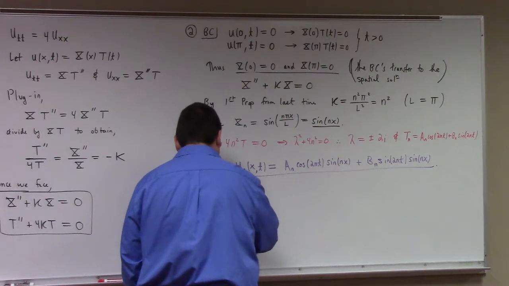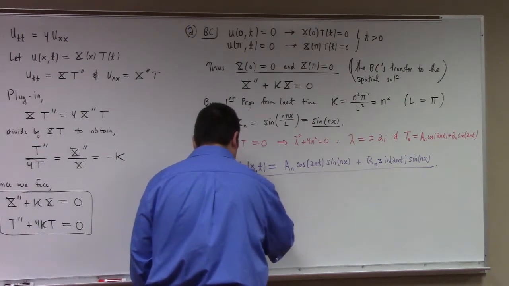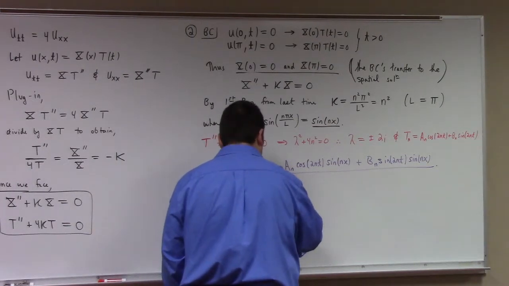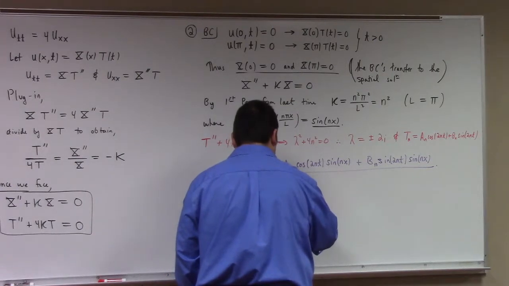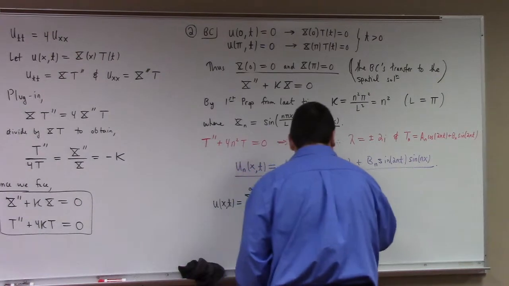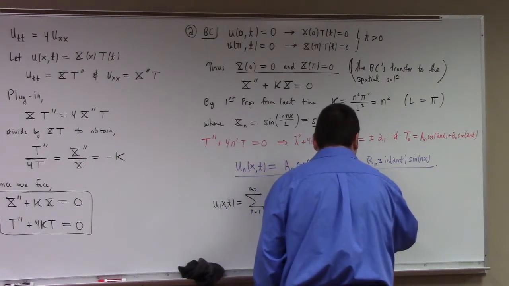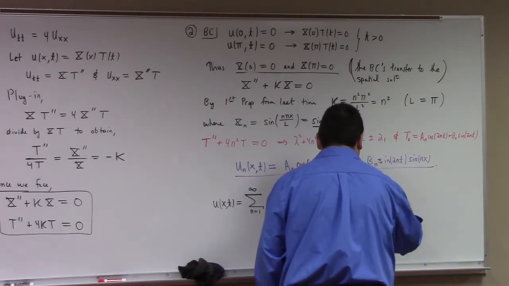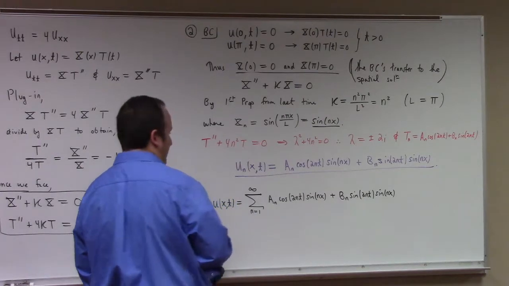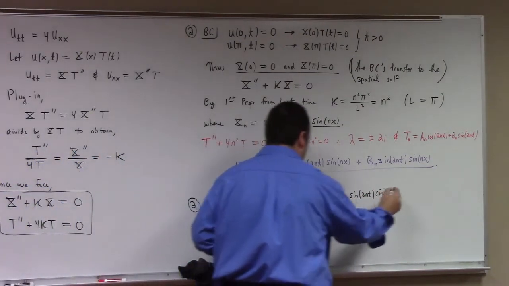u of x, t equals the sum, n equals 1 to infinity, of a sub n cosine of 2nt sine of nx plus b sub n sine of 2nt sine of nx. So this is step 3. Not much to step 3, but there it is. I should emphasize this summation is going over all of that.